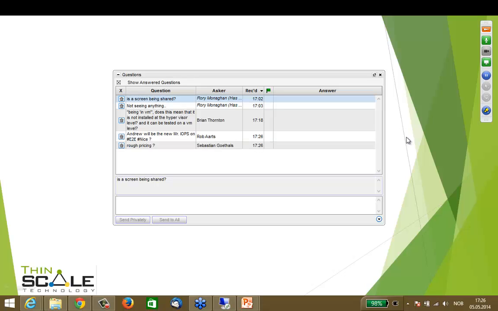Okay, so Brian Thornton asked a question there. Being in VM, does this mean that it is installed at the hypervisor level and it can be tested on a VM level? So no, it's inside of your virtual machine. It's not at the hypervisor level. We're looking at some really cool use cases around Hyper-V and cluster shared volumes as well that we're not ready to start talking about yet. But we do have an option for hypervisor there. But for the moment, it's absolutely in the desktop.